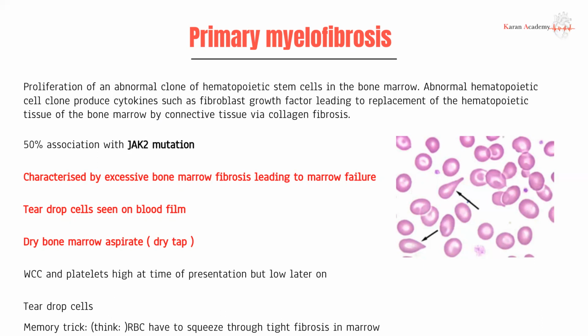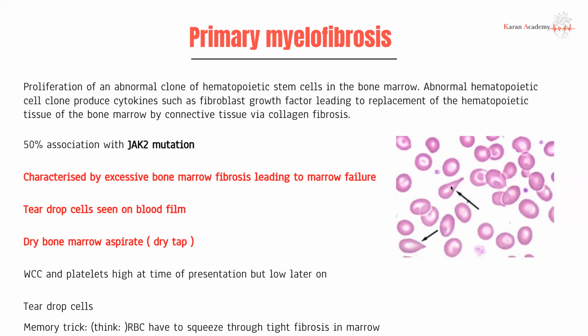And you don't want this because this is now just going to lead to fibrosis. So as the name suggests, primary myelo or marrow fibrosis. So now you have fibrosis in the bone marrow because you've produced cytokines like fibroblast growth factor. Again, very commonly associated with JAK2. And now you're going to have bone marrow failure because of this extensive fibrosis. You can also see something called teardrop cells on the blood film, as you can see here.